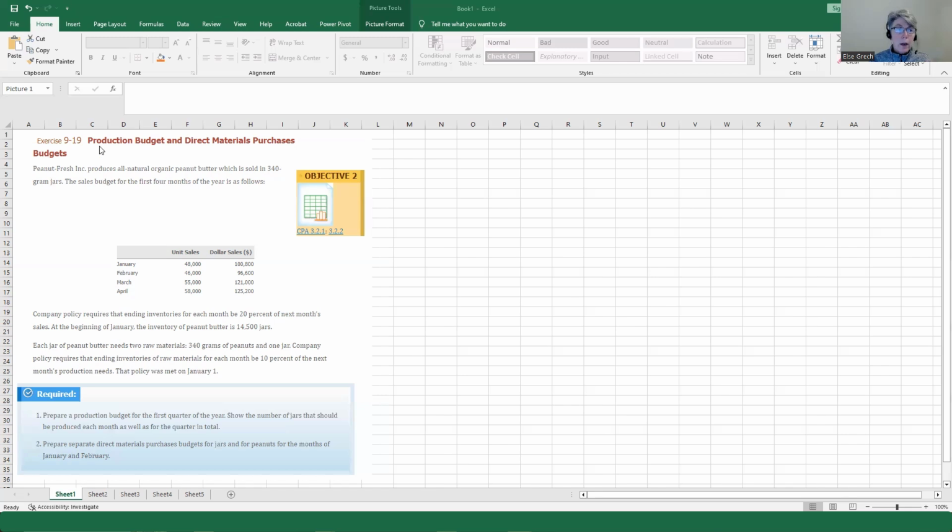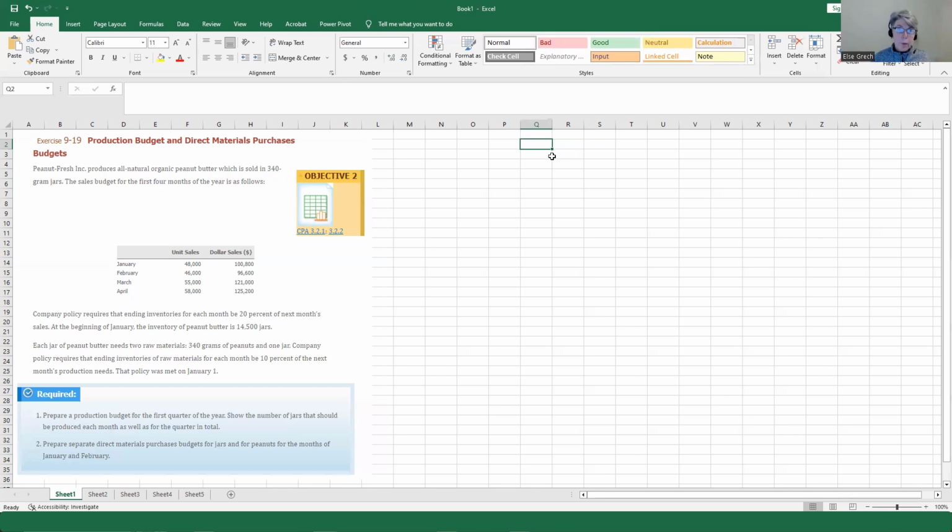We've got here exercise 9-19. So we've got Peanut Fresh Inc., which produces all natural organic peanut butter, sold in 340 gram jars. The sales budget for the first 4 months of the year is as follows. Now, I agree that they did the sales budget in this way, but I'm going to show you the sales budget in its normal format, just so that we have the practice of creating a sales budget.